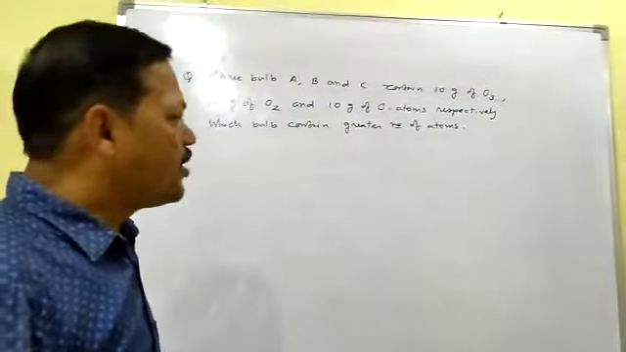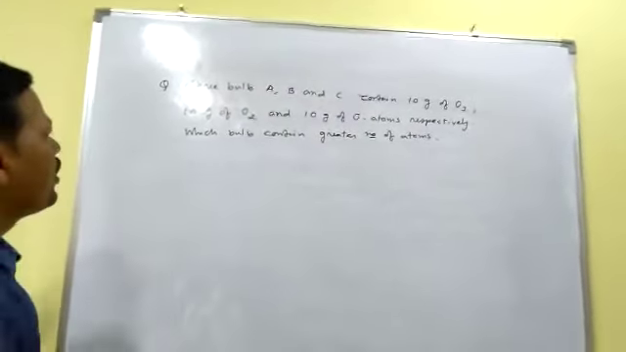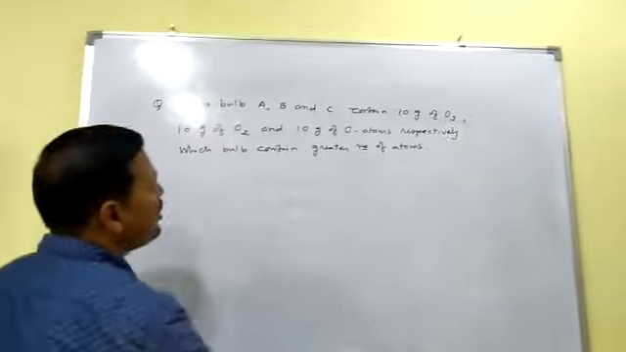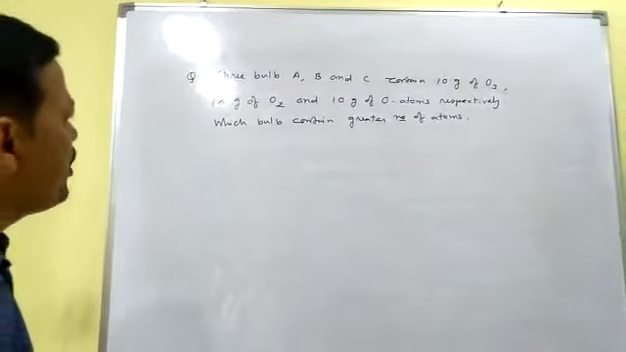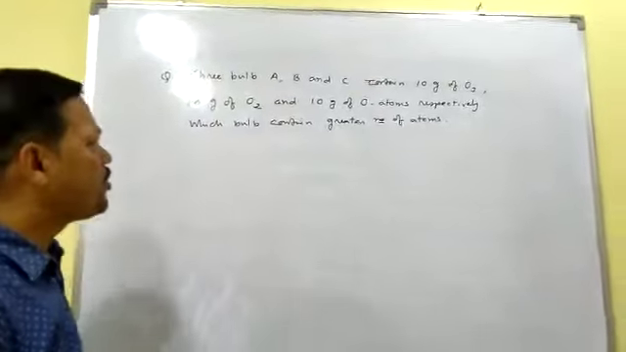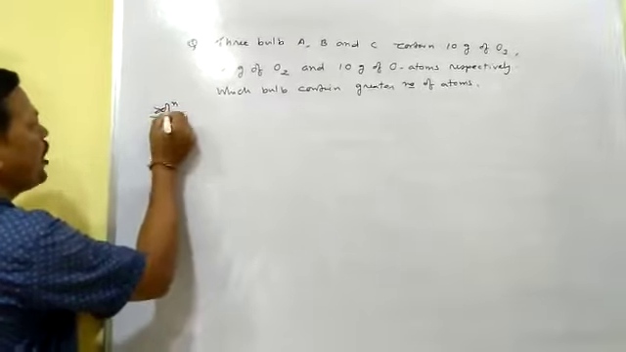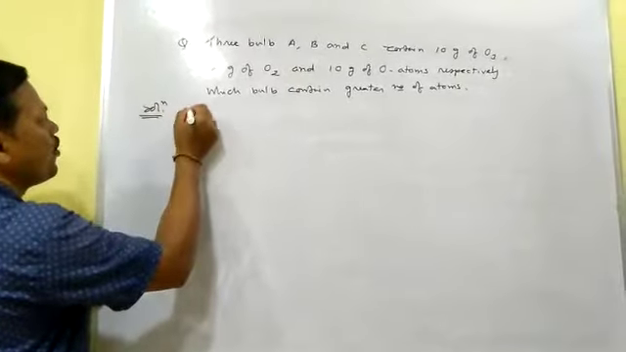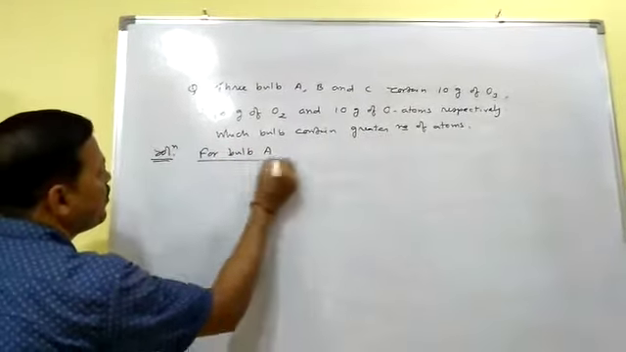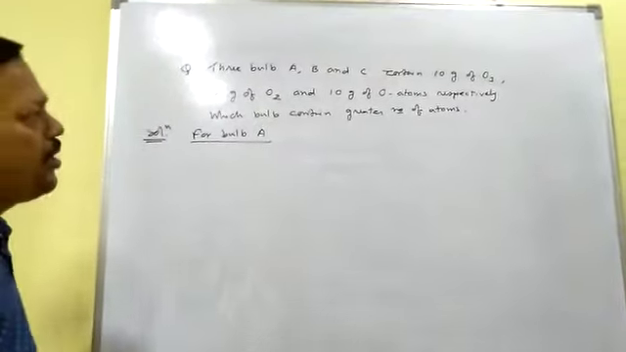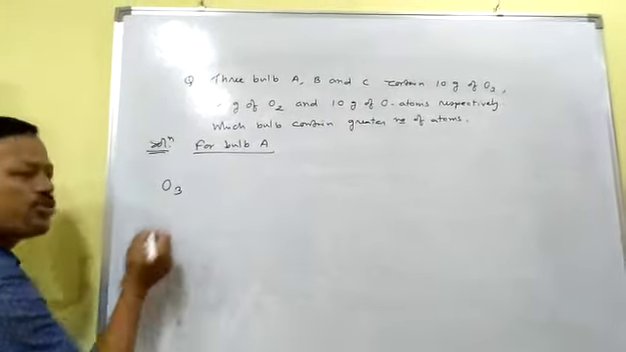I didn't get the answer to this question from you, that's why I'll do it. 3 bulbs A, B, C contain 10 gram of ozone, 10 gram of O2 and 10 gram of oxygen atoms respectively. Which bulb contains the greater number of atoms? Now, how do you do it? For bulb A, your bulb A contains 10 gram ozone. As you know, the ozone molecular formula is O3.